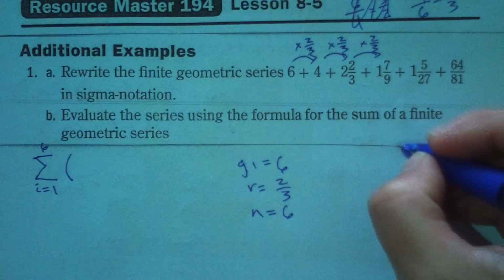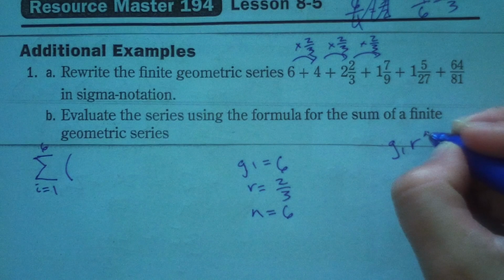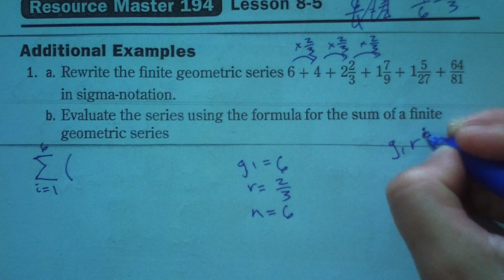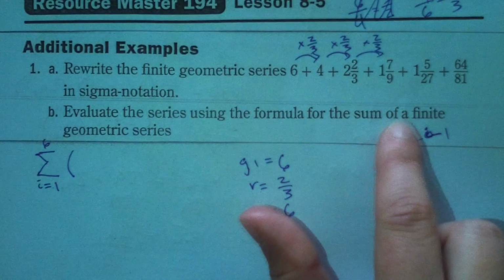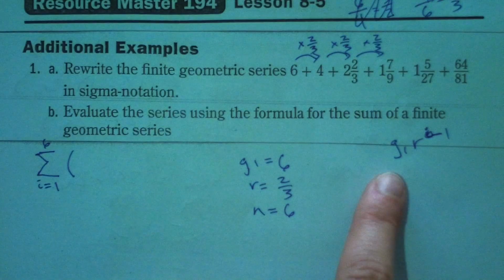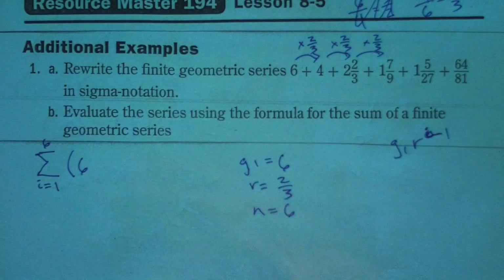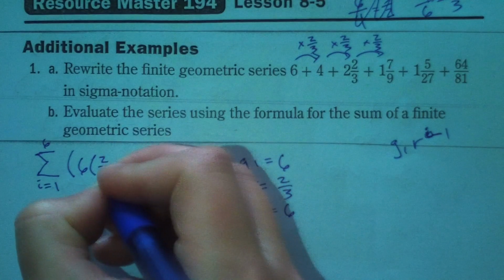So our G sub 1 is 6, times our constant ratio for the R is 2/3, to the power of, and in our case here, we're just going to leave it as the I minus 1, and that would just be your generic formula for that. And again, that's just in that sigma or summation notation.